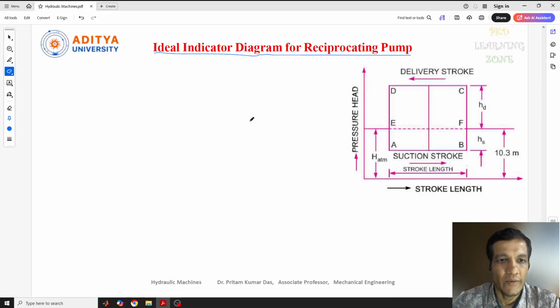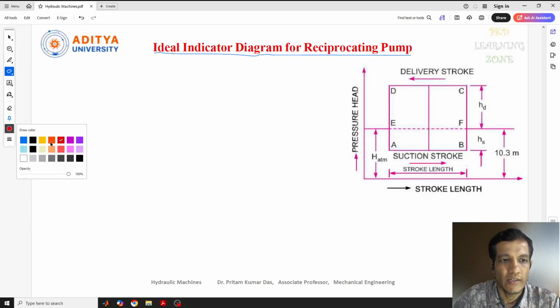So now we'll see the indicator diagram for reciprocating pump. For this case, we'll discuss the ideal indicator diagram for reciprocating pump. So this is the diagram, or this is the plot, or you can say this is the graph that we got here between the pressure head and the stroke length, and this indicates the ideal indicator diagram for reciprocating pump.